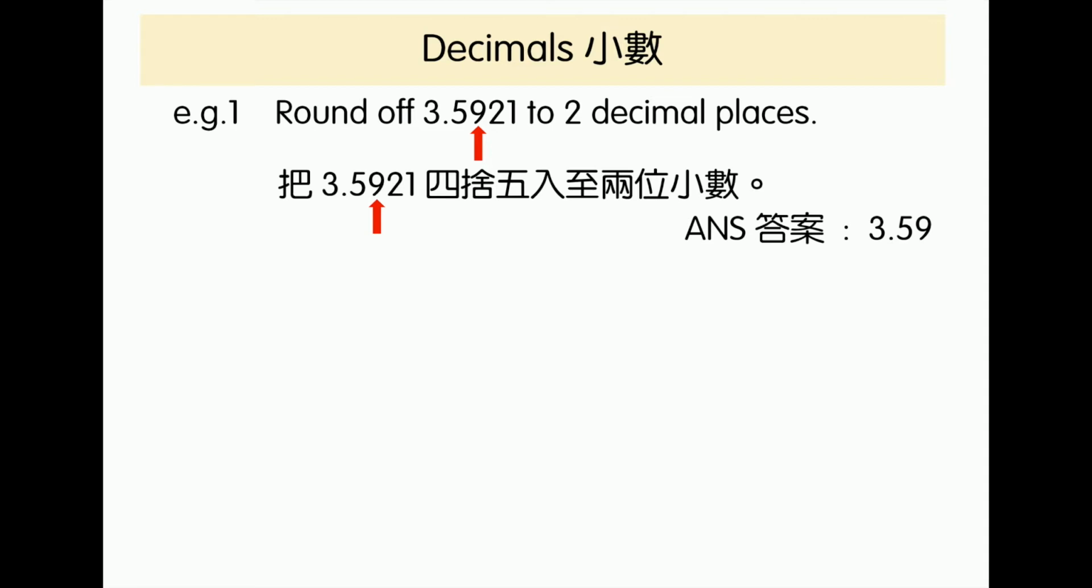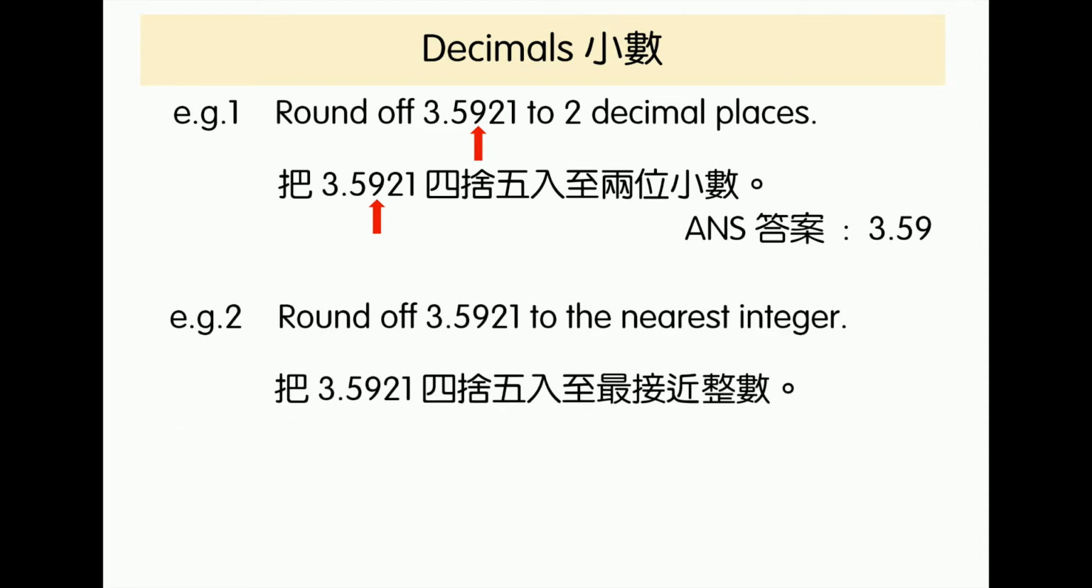Some questions would ask you another thing, like rounding off 3.5921 to the nearest integer. This means not keeping any decimal points at all. We only keep those after the unit digit. We can round up the number 5 after the decimal point. So the final answer is 4.